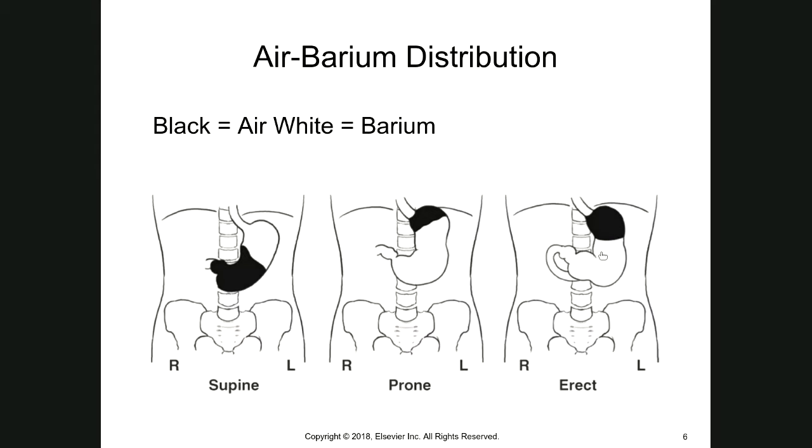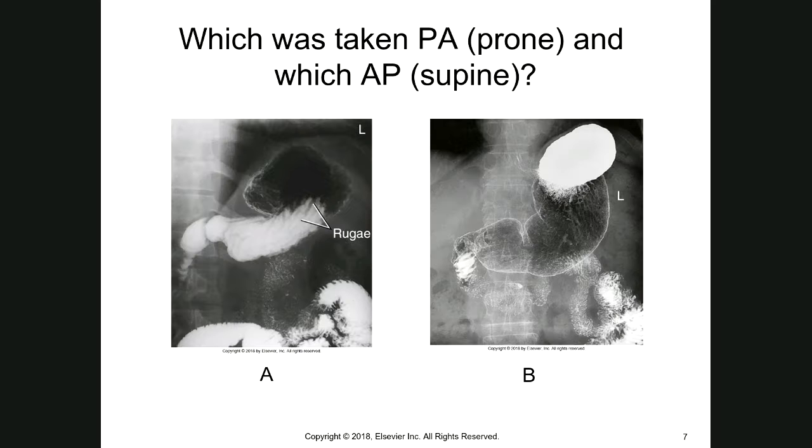All right, and if we correlate that to looking at this image and we ask which one was taken PA or prone and which one was supine, you have to look at the orientation of the barium versus air. So in this one, we see air all up in the fundus, and we have barium in the body and in the pylorus. You can see the rugae, the little folds in the stomach that allow for expansion.